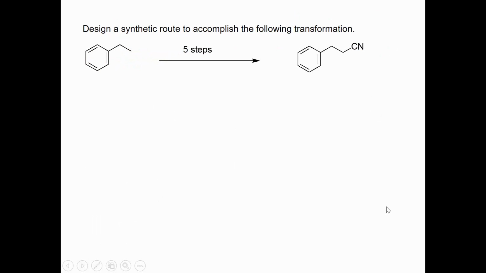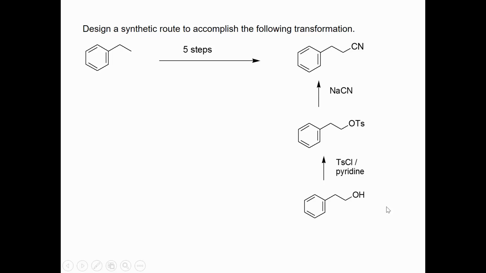We're going to design a synthetic route to accomplish the following transformation in 5 steps. This one, let's see. What do we know about this synthesis problem here? Throughout this class, only one reaction has been introduced that puts a cyanide group into a molecule, and that's the SN2 reaction of a halide or tosylate with CN-. So that's going to be our last reaction right there. All right. I'm going to use the tosylate because it's a little easier.